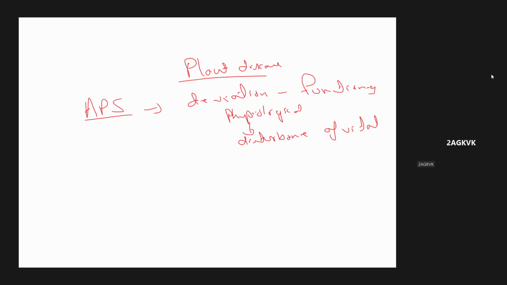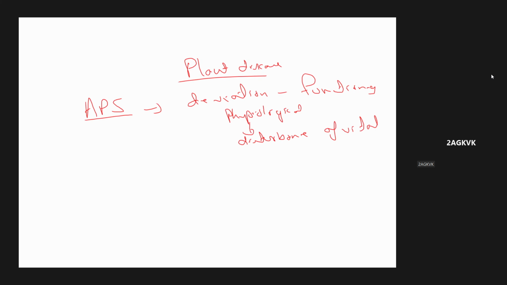So it is very clear. The deviation from the normal functioning of physiological processes for a sufficient duration is known to cause the disturbance of vital activities. Vital activities for the plant are basically translocation, transpiration, and photosynthesis, and so on. So when there is a deviation in this, that is basically a plant disease.